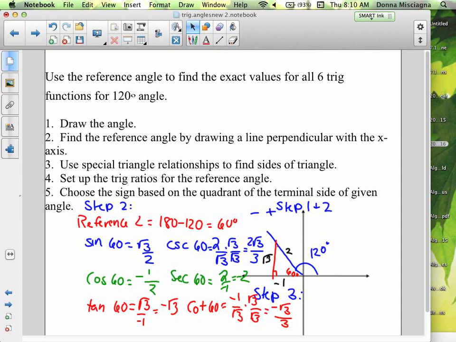And there we go. We have all of our trig ratios, so it's just that easy. Those are all the steps. All right, let's continue on.